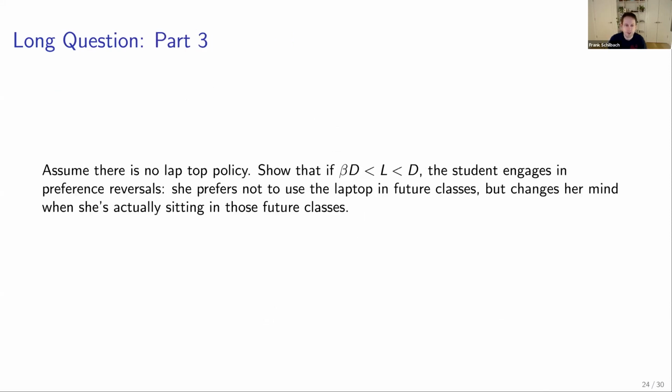Okay, question number 3. Assume there's no laptop policy at all. Show that if beta times D is smaller than L, and L is smaller than D, the student engages in preference reversals. She prefers not to use the laptop in future classes, but changes her mind when she's actually sitting in those future classes. That's the typical behavior of present-biased people: for at least some parameter constellations, people engage in preference reversals. So let's do the math and see what comes out here.